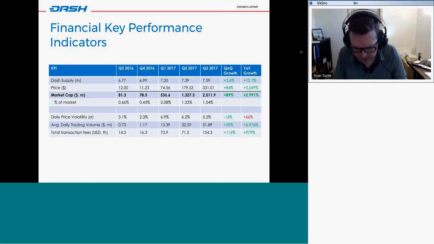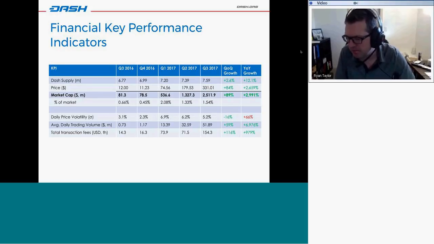Regarding Dash's market cap, we exited the quarter claiming 1.54% of the digital currency market space. That's an increase from 1.33% the previous quarter. Daily price volatility decreased to 5.2%, which for the first time, and this is an important milestone in my mind, was actually lower than that of Bitcoin. And that trend is continuing in the current quarter, with Dash volatility being lower than Bitcoin, which is quite remarkable considering our size relative to the Bitcoin market. On a relative basis, we should be more volatile.